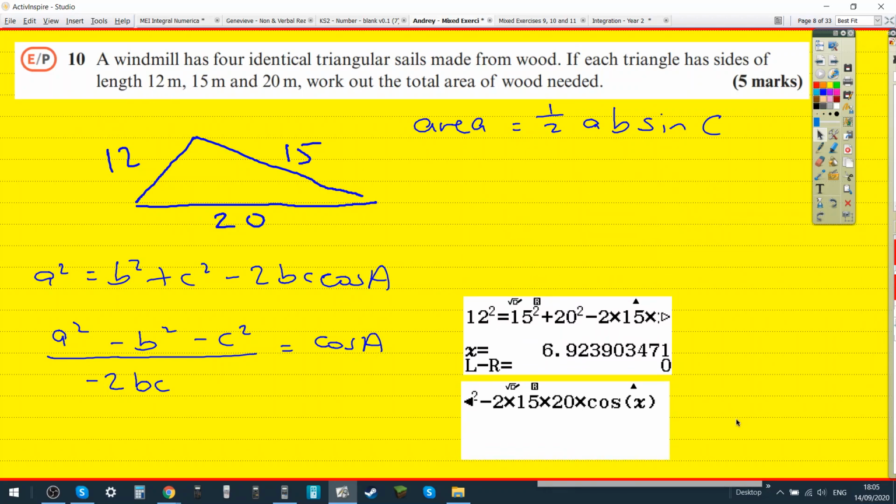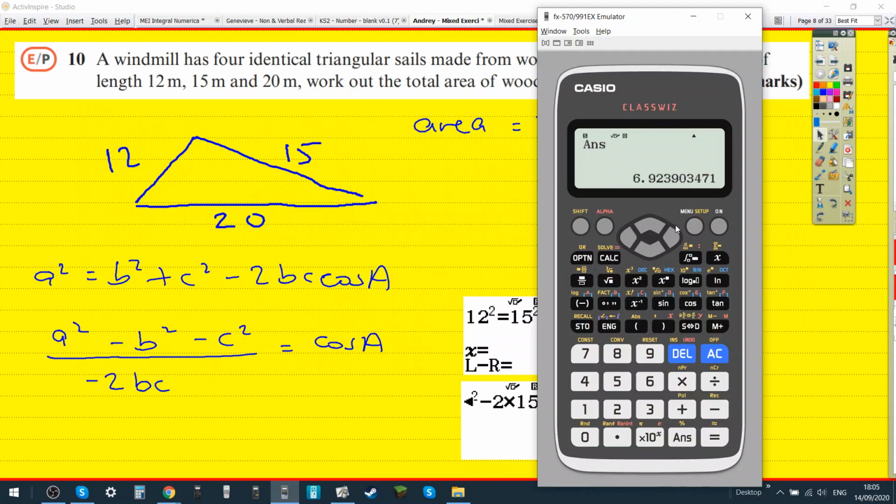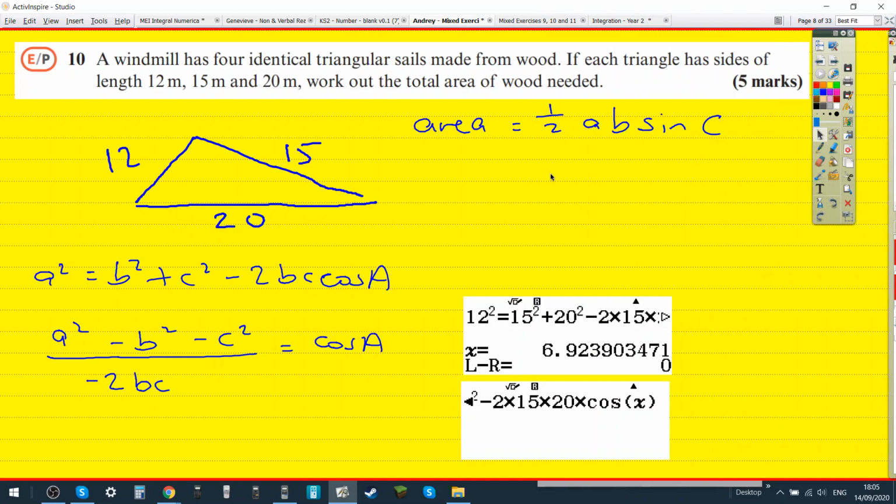Okay. And so area. So that would be half times 12 times 15 times sine 95.9. No. Which is angle A? Angle A is 94.9. Is that the angle? Is that not the angle between 12 and 15?